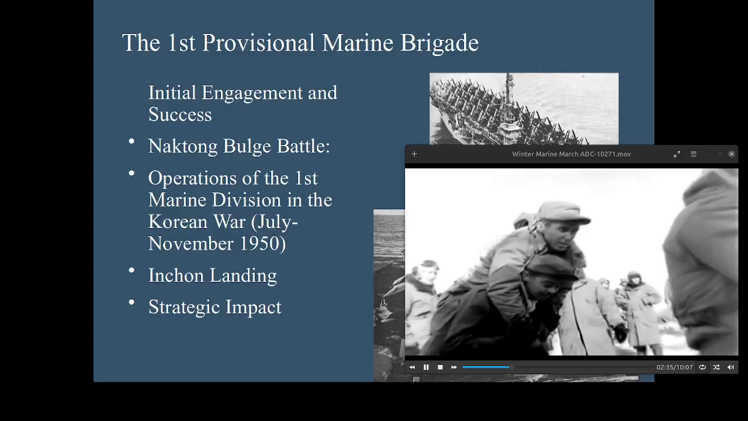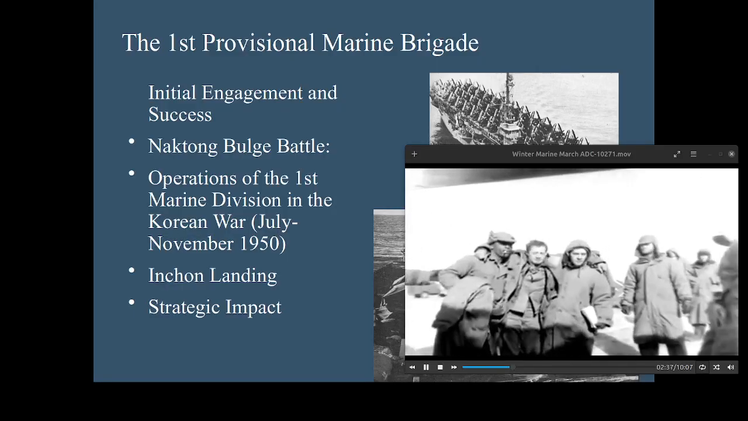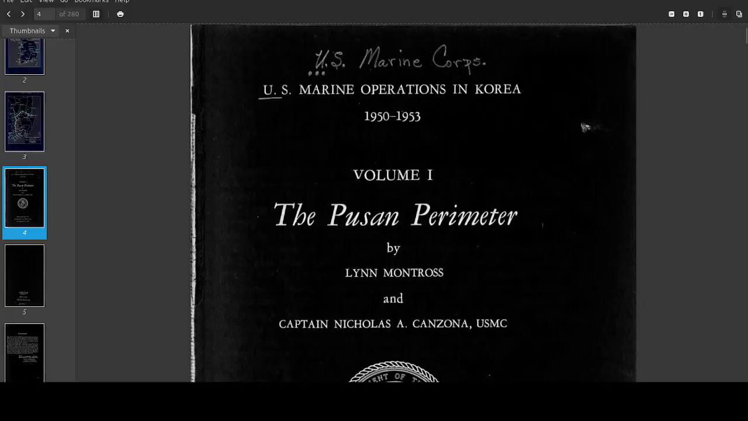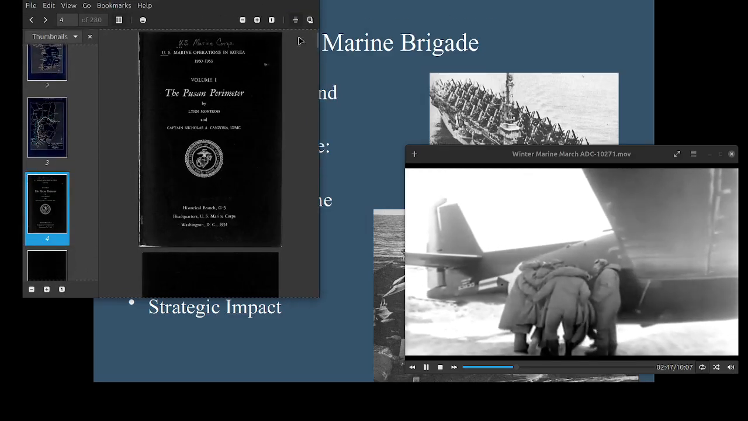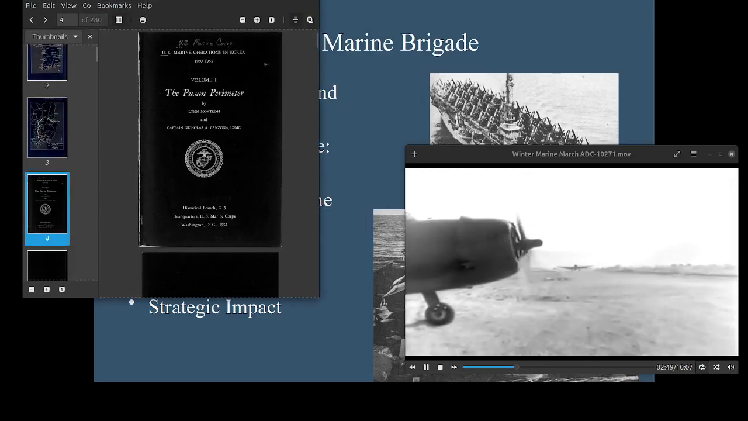Again, if you want more, let me show the book one more time, just for those of you who are interested. I'm not that original. I'm getting all of this from Marine Operations in Korea, 1915-1953. This is Volume 1, the Pusan Perimeter. Volume 2 we'll do next time, which will probably be Thursday.